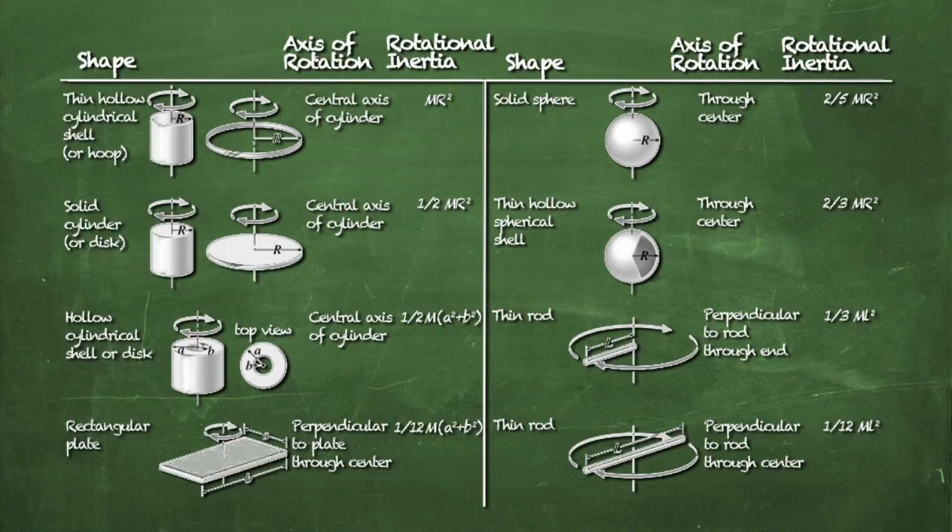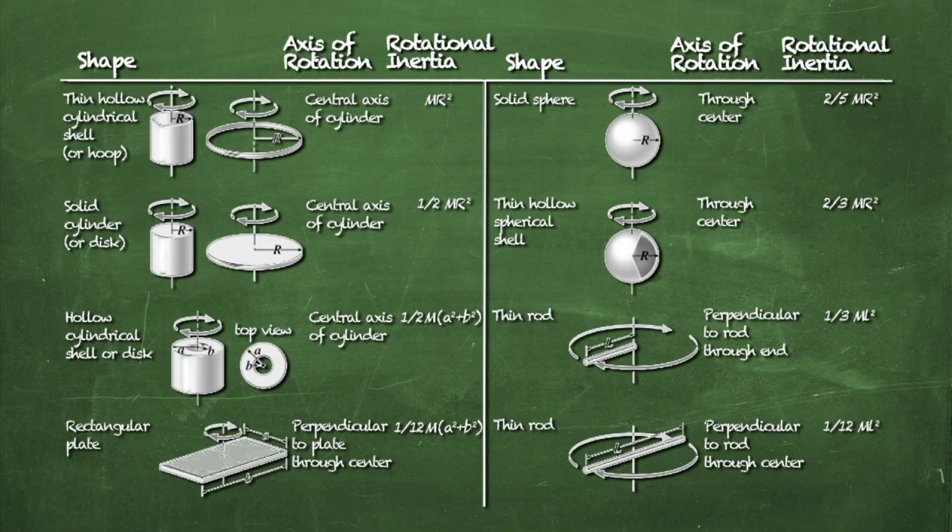Now normally we don't deal with a single point of mass going around an axis. Usually we're dealing with a wheel or a disc or a rod swinging around an axis of rotation, and for that we have a table that you can find in your textbook. Take a look at it here.